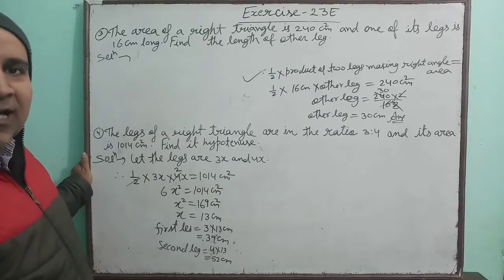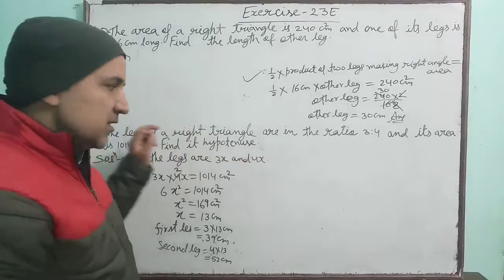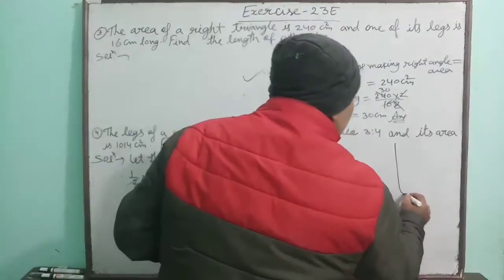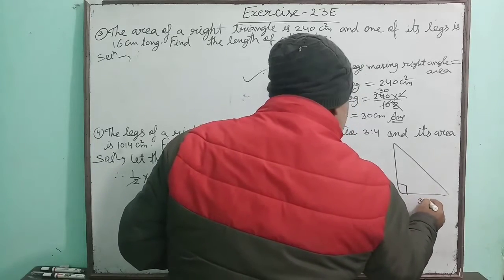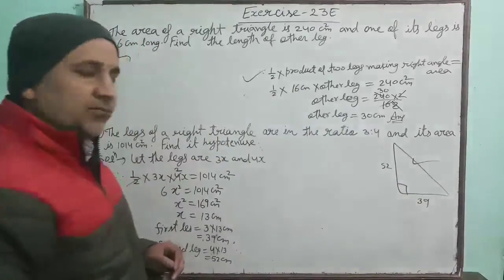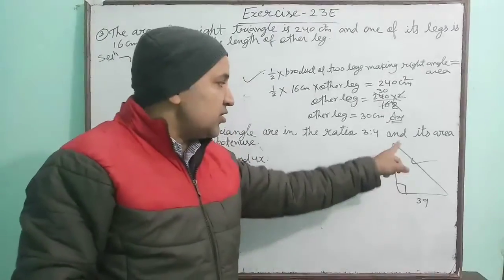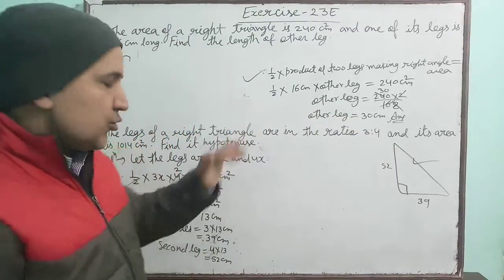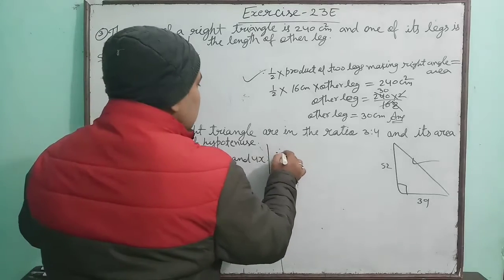But this is not the answer. Your question is asking find its hypotenuse. Children, in a right angle triangle, see, suppose this one is 39 here, this is 52, and question is asking this one. Because the legs making right angles we have got, and question is asking hypotenuse. So here we will apply Pythagoras theorem.